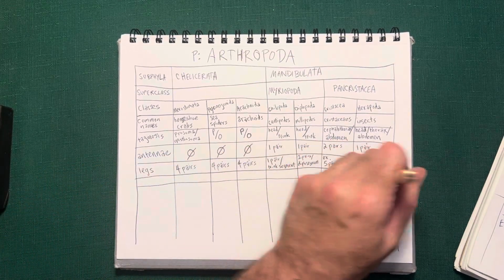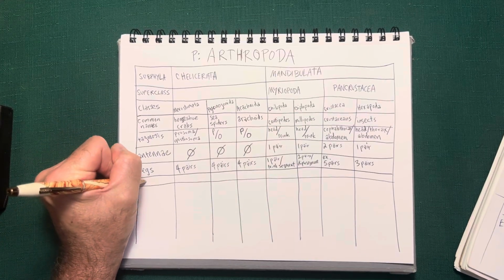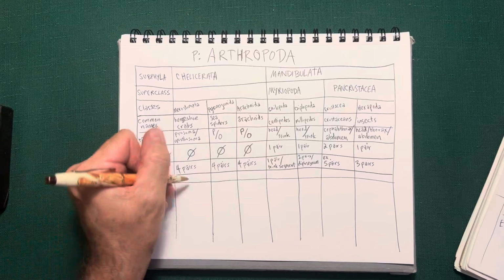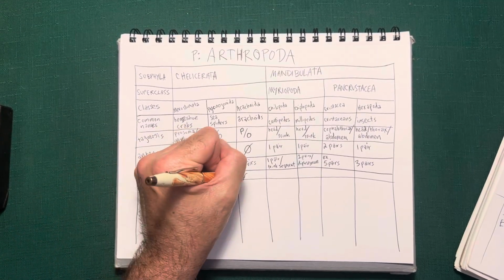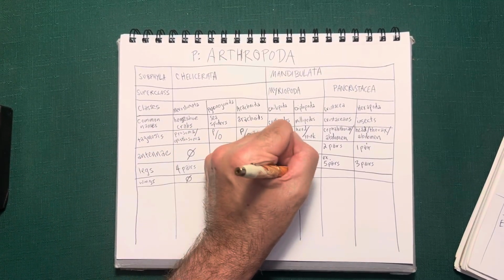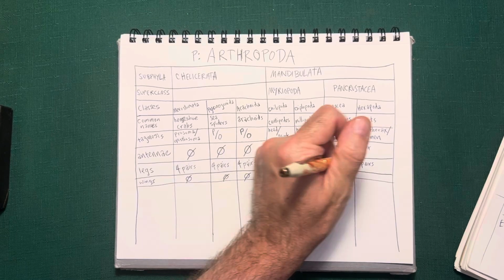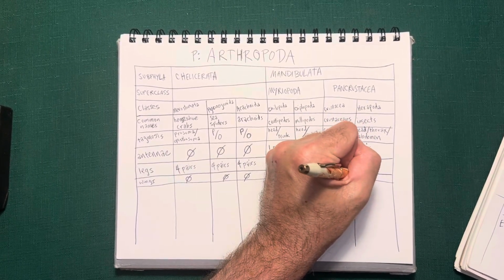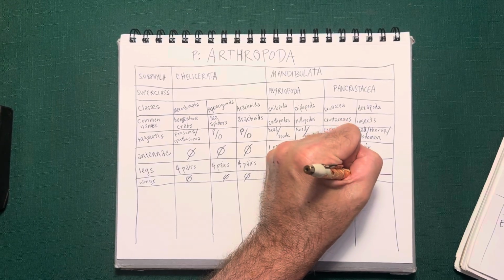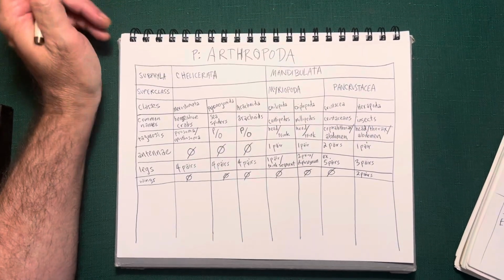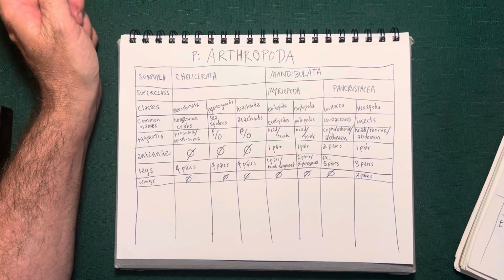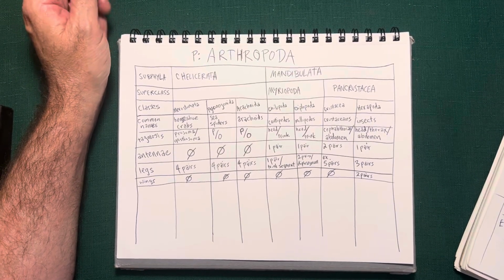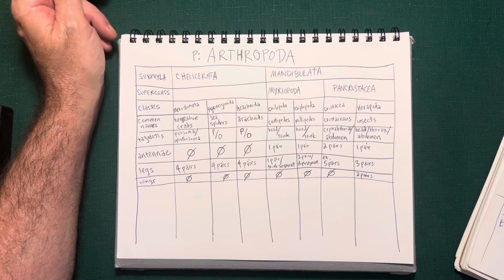This one's going to go very quickly. Wings. Nope. Nope. No. No thank you. Nuh-uh. 2 pair. So insects are the only arthropods that have wings. They're the only invertebrates that have wings. And they have 2 pairs.